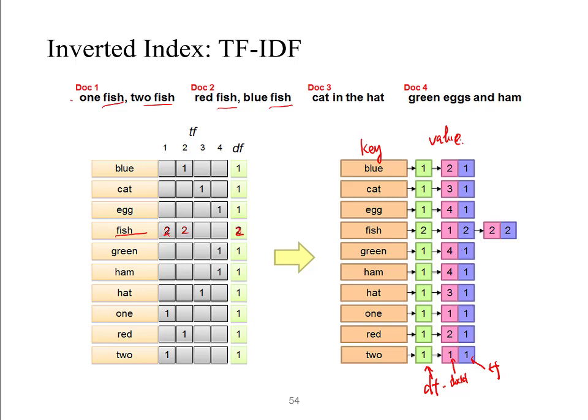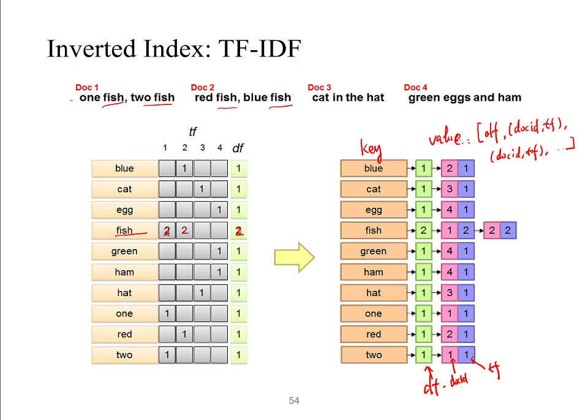And you would have a document ID. So the value should be like df, document ID and tf, another document ID and tf, and so on and so forth. So this is what an inverted index with a TF IDF weight looks like.